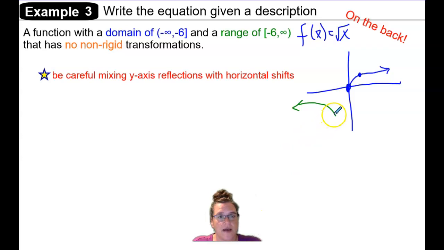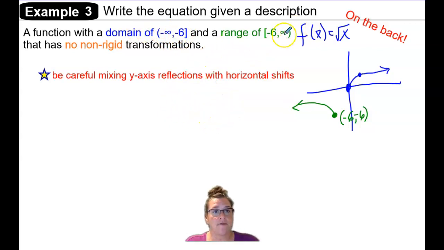So with that domain and range information, I now know that this endpoint is at the coordinate -6, -6, and it's heading up and to the left, right, up because of the range going to +infinity, to the left because of the domain starting at -infinity and heading over to that -6.